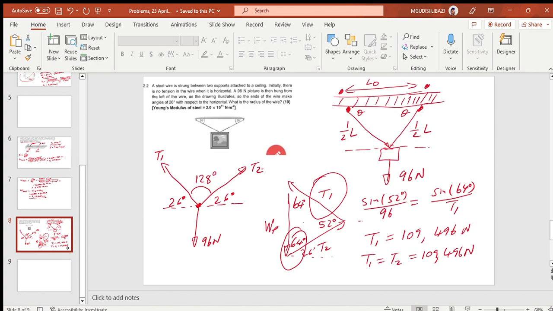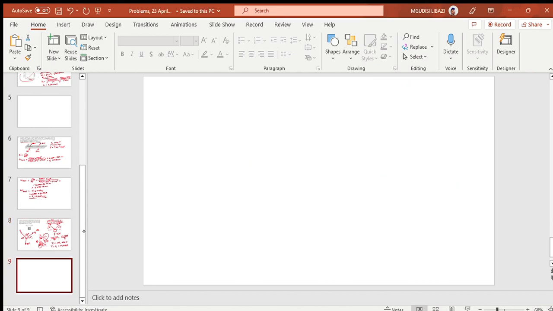So now we want the change in length. We know that the strain is equal to the change in length over the initial length, and according to this formula, strain is force multiplied by L initial over AE, and we know that strain is also equal to stress over E, which is stress over Young's modulus. So now we know the force that is being applied.